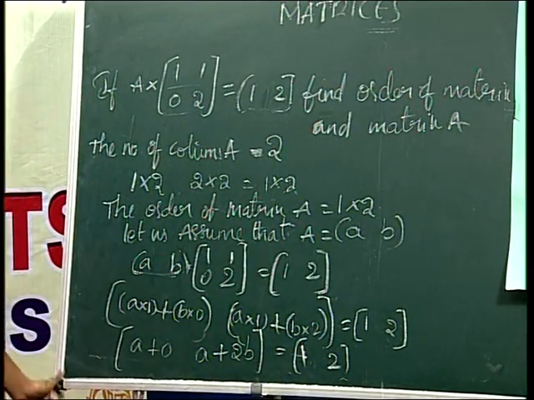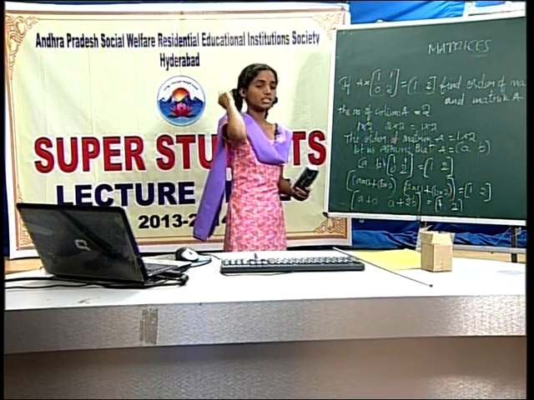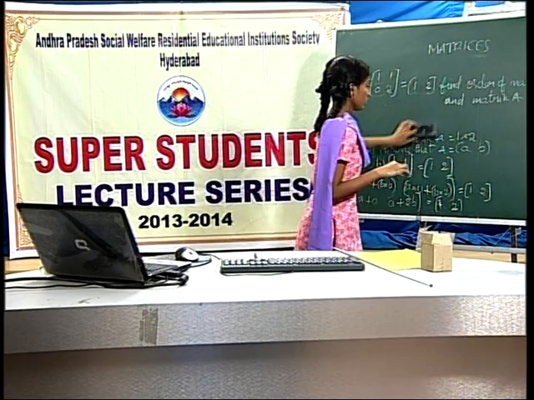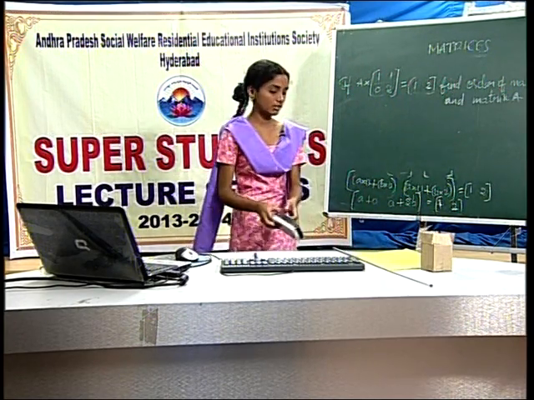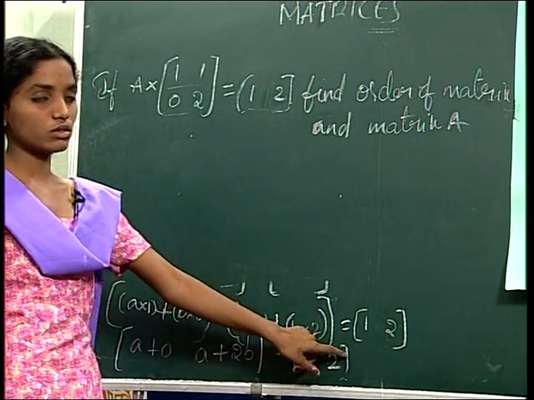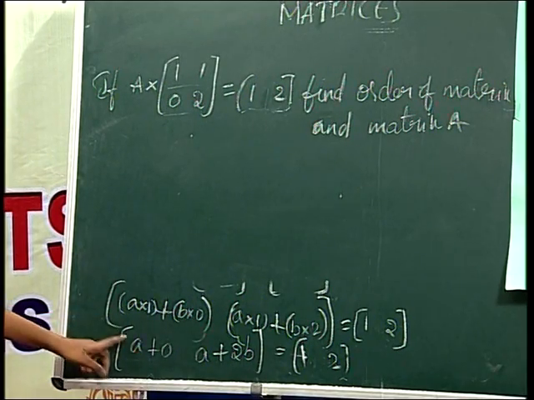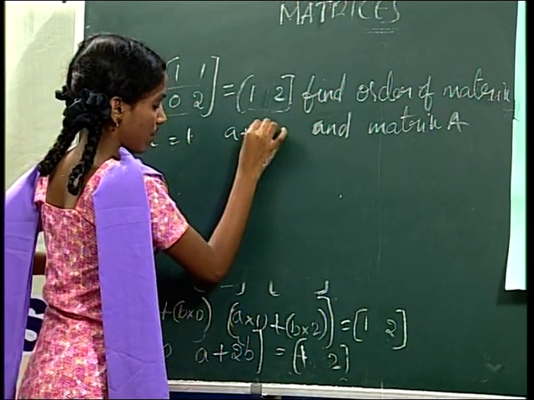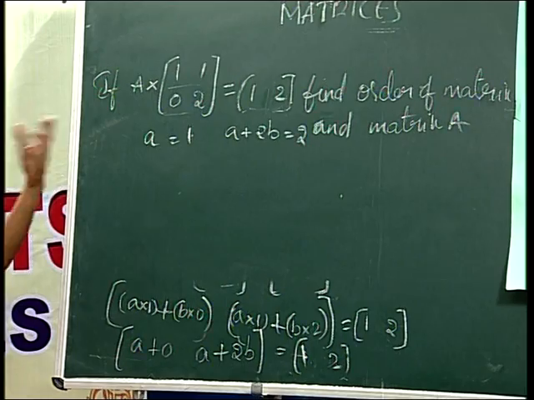See friends, by the equality of matrix, the corresponding elements are equated. See here: A plus 0, A plus 2B equal to 1, 2. By the equality of matrix, the corresponding elements are equated. Here A equal to 1, A plus 2B equal to 2. So we got A equal to 1.